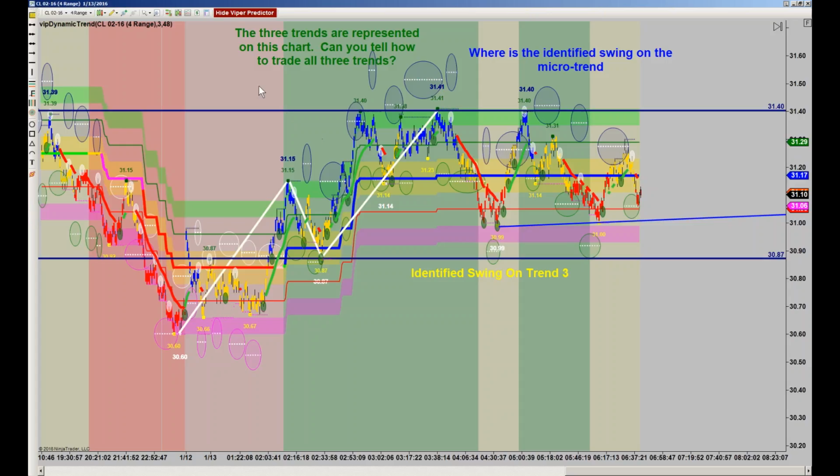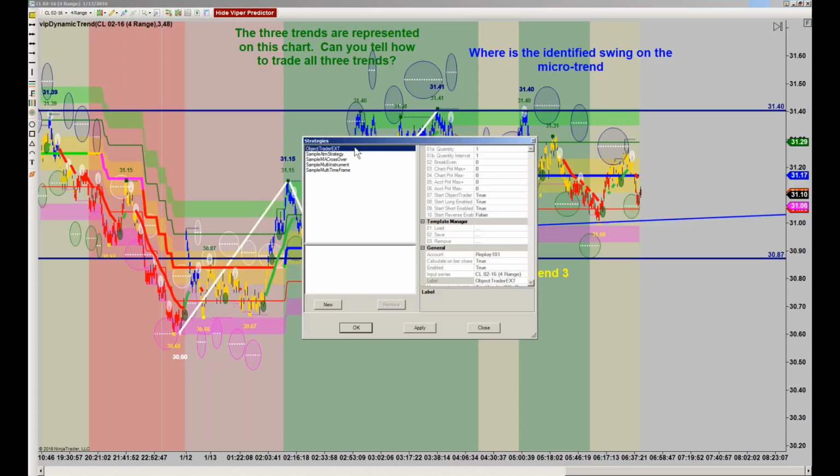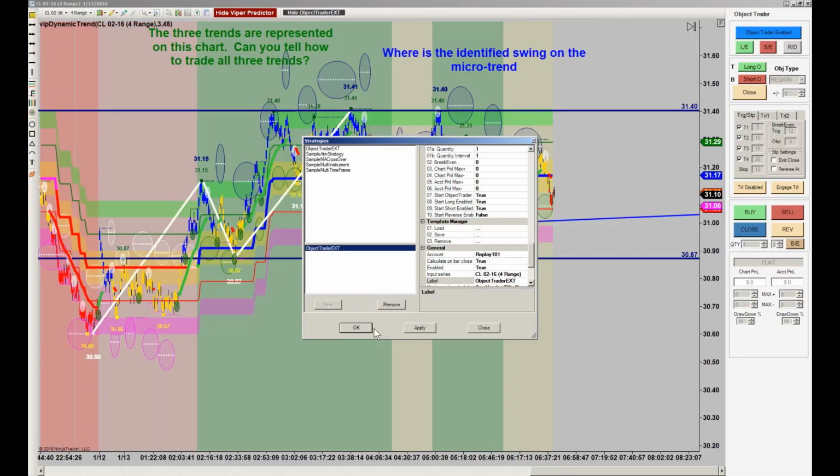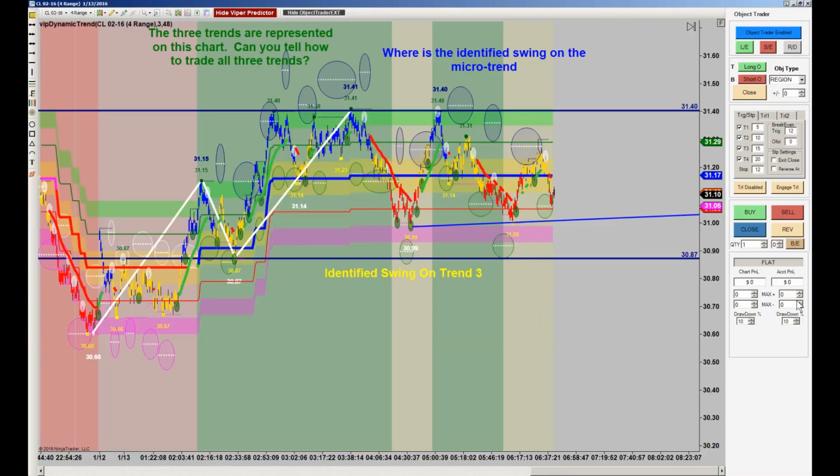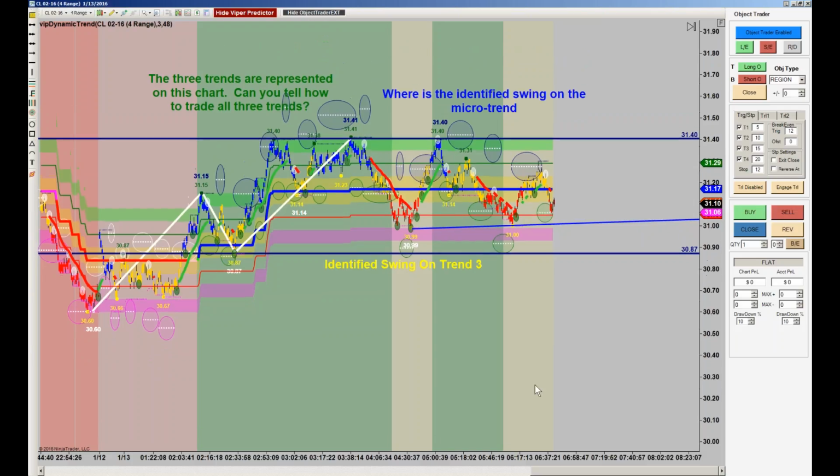So the best way to trade it is get your strategy going. We're in replay. I like to do replays because you can really do some wondrous deals on replay.